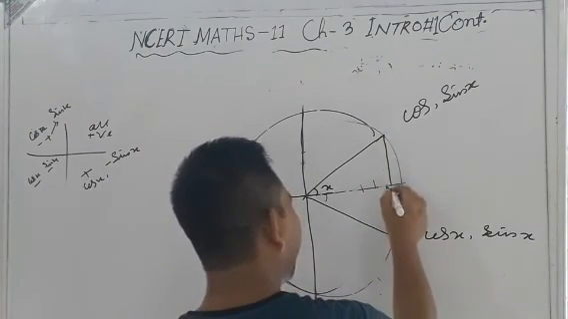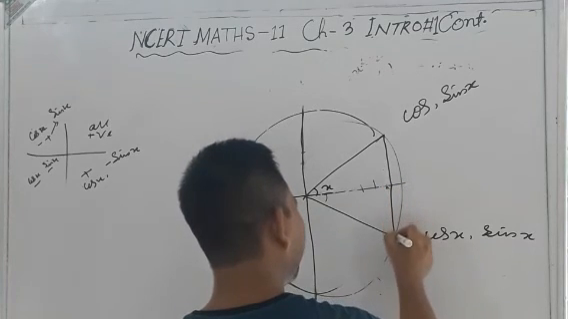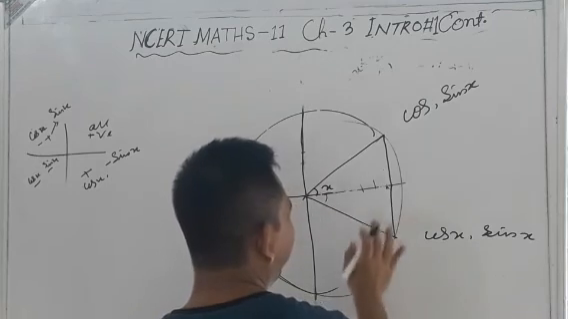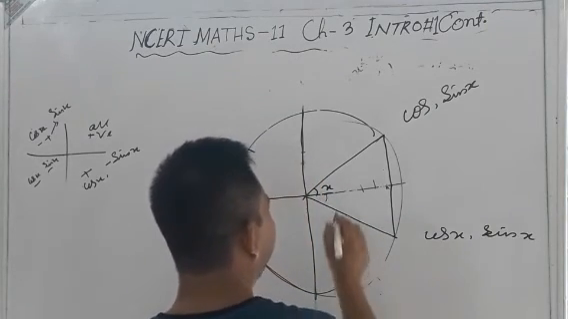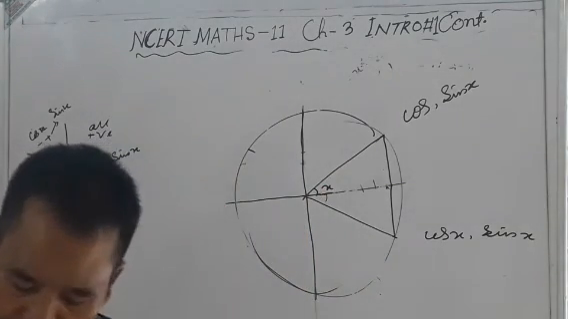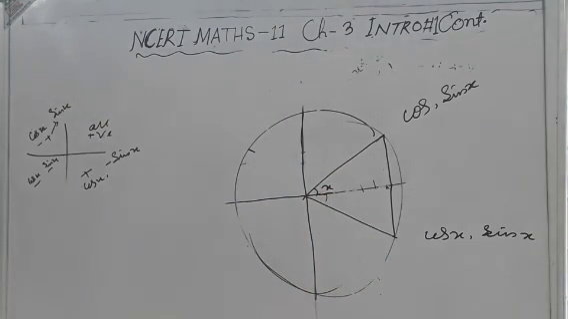Have the same height, but it will be positive and it will be negative. And the base is same. They are lying on the same line. That is why the base will be considered the same.